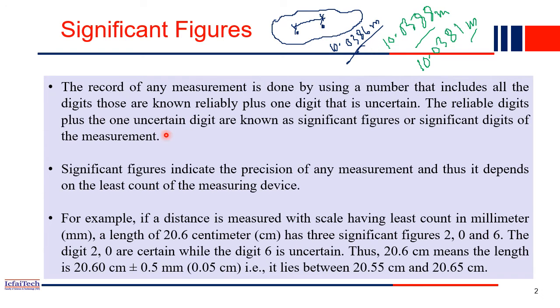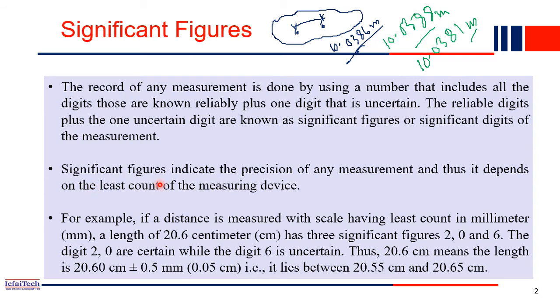So the reliable digits plus the one uncertain digit are known as the significant figure or significant digit of the measurement. As I mentioned, 10.038 is the reliable part, and the last digit is uncertain. The reliable digits plus one uncertain digit, the last digit, are known as the significant figures of the measurement. So this is very important.